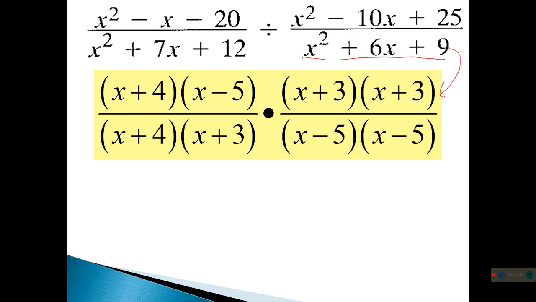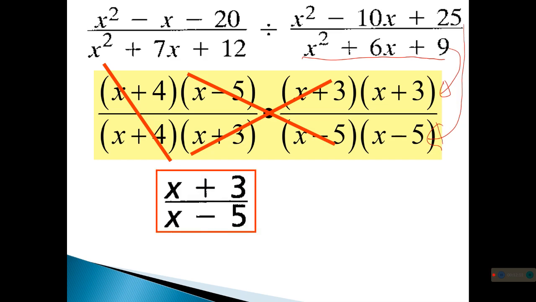And then, the factors of x squared minus 10x plus 25 are now on the denominator. So, we have here x minus 5 times x minus 5. Then, you are going to cancel out the common factors. So, we have cancelled x plus 4. Then, we have x minus 5. Then, we have x plus 3. So, now, you are only left with x plus 3 all over x minus 5.